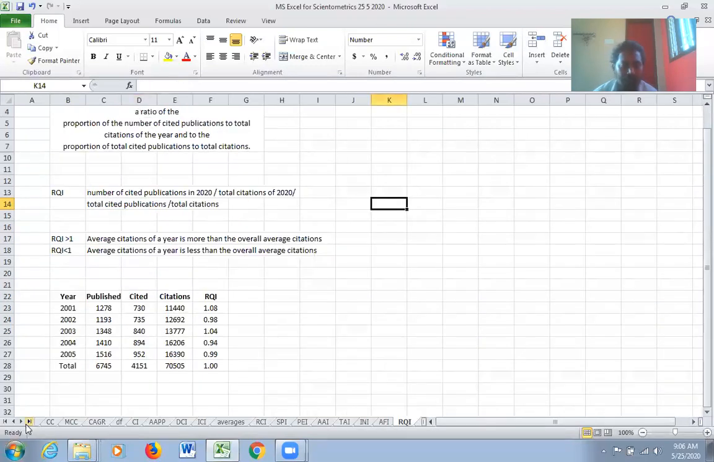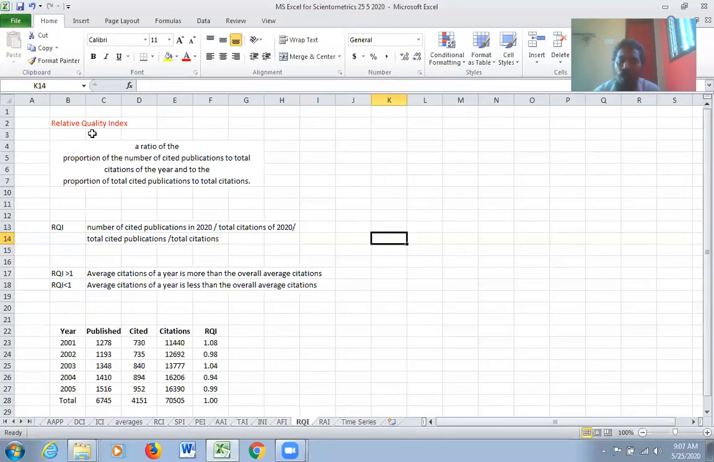Then comes RQI. We have three more indices. I just completed one. RQI, the Relative Quality Index. It tells you the ratio of the proportion of cited publications to total citations of the year. It is also a measurement of quality. When we talk about quality, we talk about citations.